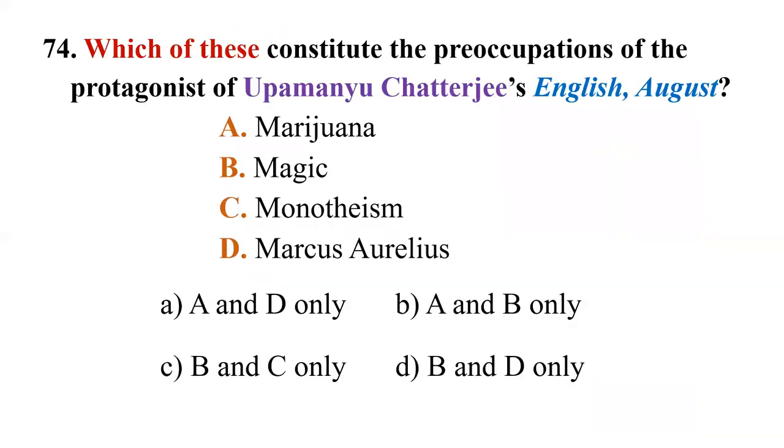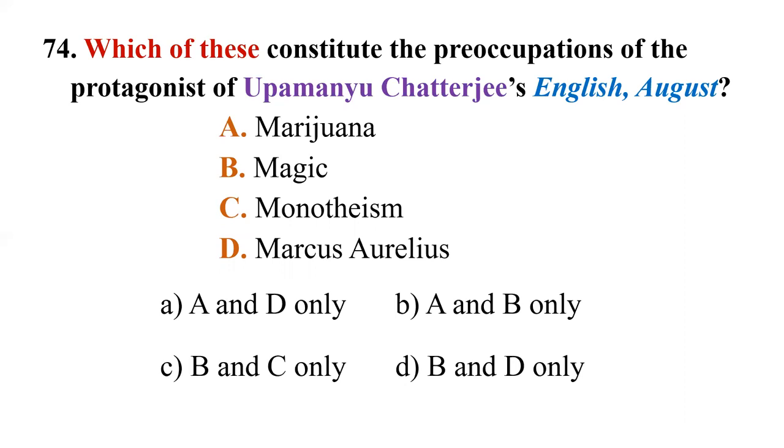Okay. Next, let's go to question number 74. Which of these constitute the preoccupations of the protagonist of the Indian writer Upamanyu Chatterjee's novel English, August? We have four items listed. A, marijuana, a kind of ganja. B, magic. C, monotheism. D, Marcus Aurelius, philosopher, emperor.